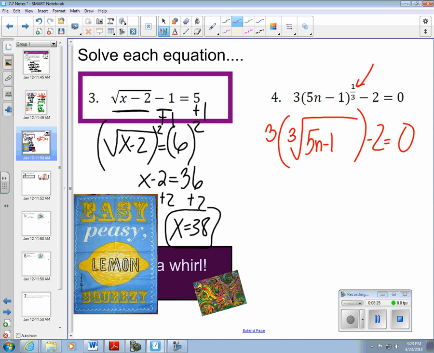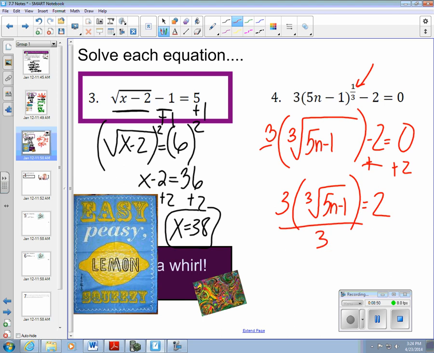So before we can do anything with this cube root, we need to get rid of what's outside first. So we're going to add 2 to both sides because we have a negative 2. So we're adding 2. So we have 3 times the cube root of 5n minus 1, and we have 0 plus 2 is 2. All right, from here, we're still trying to get rid of everything that's outside of the radical. So we're going to divide by 3 here so that these cancel out to 1.